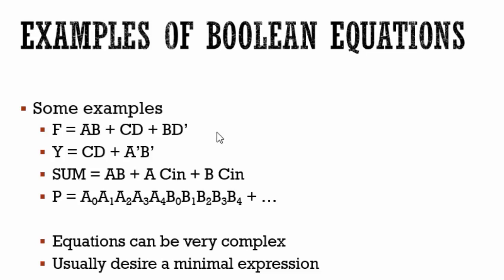Remember, the prime here, you can also express that as a bar. You have a bar on top or a prime, that's the same. Okay, so y is equal to cd plus a prime b prime. These are examples of Boolean expressions. And equations can be very complex, from simple to complex, and usually we desire a minimal expression.